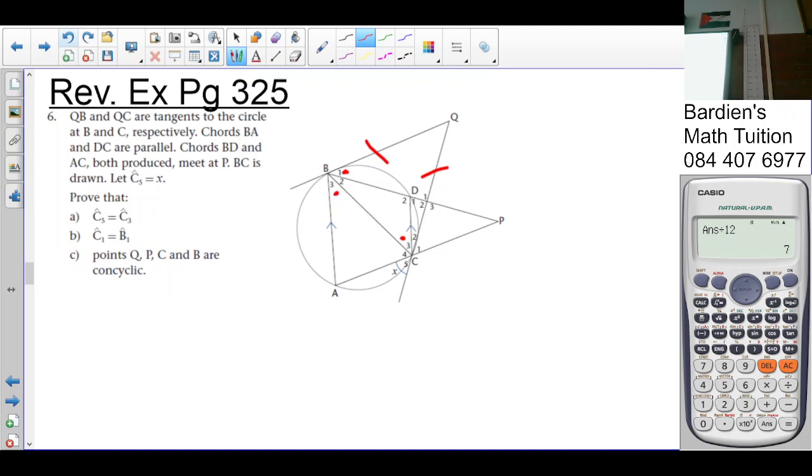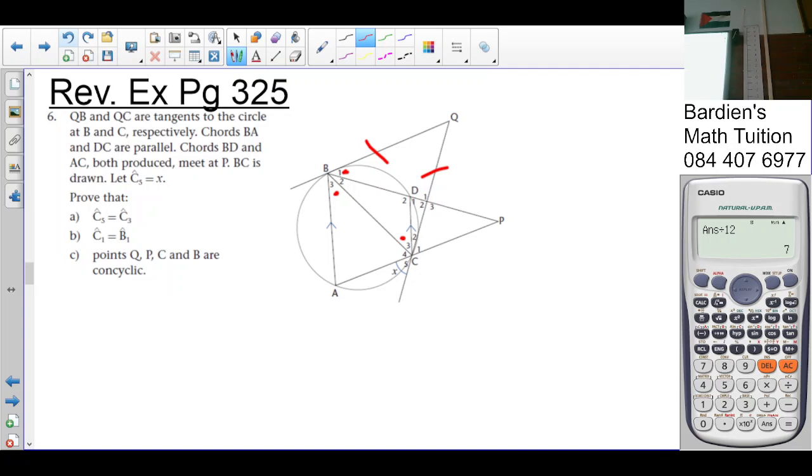Then chords BD and AC produced meet at P. PC is drawn. Let C5 be x. Right. First question. Show that C5 is equal to C3. As you can see. Right, so C5 you must prove, so in other words, if we can prove that C3 is x, we've done the job. Not so?